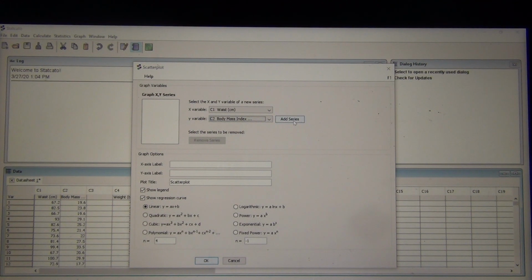It does have this weird button, Add Series. So don't forget to click this Add Series button. I guess that means you're putting these two data sets together. And then it has some different things here. You can see that it has ways you can label the graph. Here's the show regression curves. It actually has curves you can graph over the scatter plot, but we're just going to stick with the lines today. And then we're going to click OK.